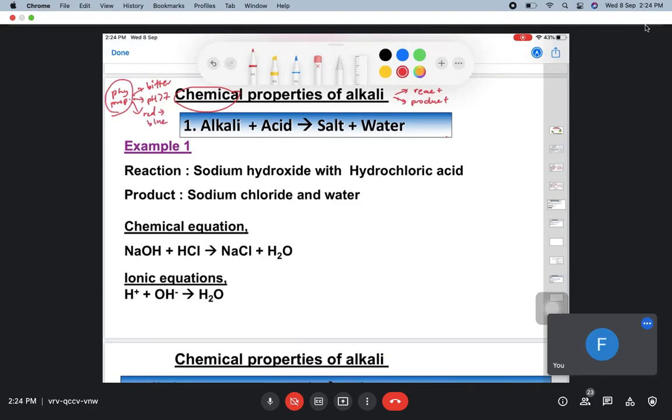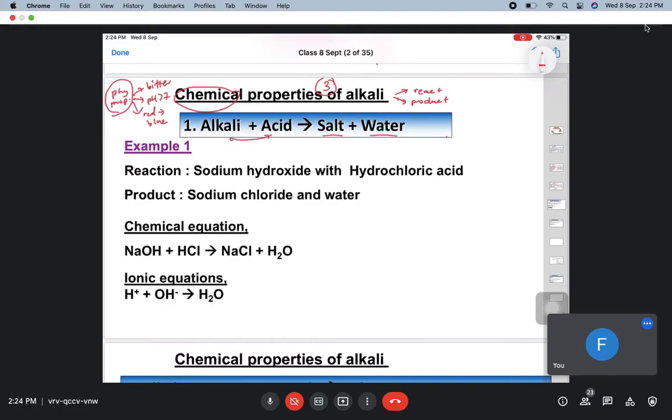Chemical properties. Just like acid, we have 3 chemical properties of alkali that you need to know. The first one is basically the same as acid. Acid plus alkali, you will get salt and water. This is the same one, because acid plus base will get salt and water. Alkali is a base as well.